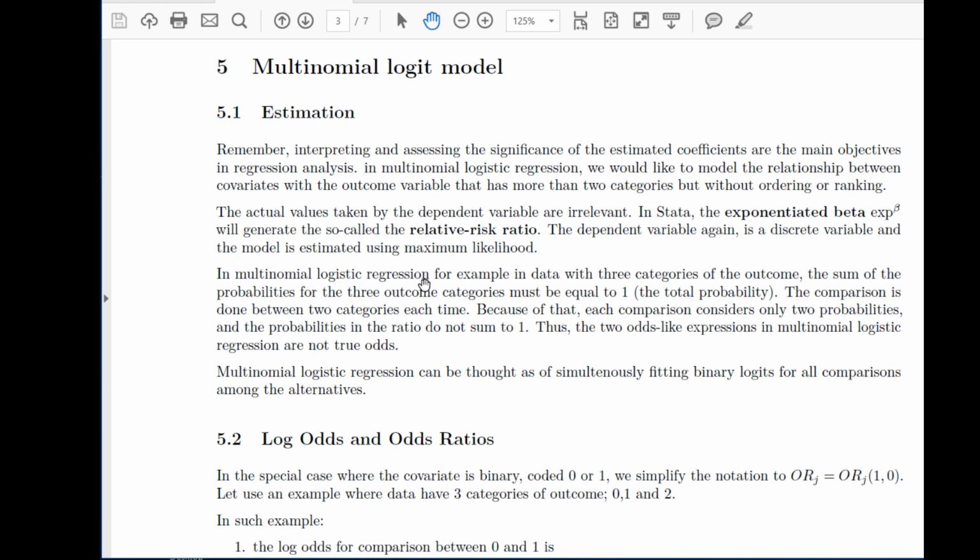And in multinomial logistic regression, for example, if you have three categories of outcome, outcome 1, 2, and 3, the sum of probabilities for the three outcome categories must be equal to 1. It means that the probability of getting the outcome coded as 1 plus the probability of getting the outcome coded as 2 plus the probability of getting the outcome coded as 3 will equal 1. All right. That's the reason why the odds-like expressions in multinomial logistic regression are not the true odds.